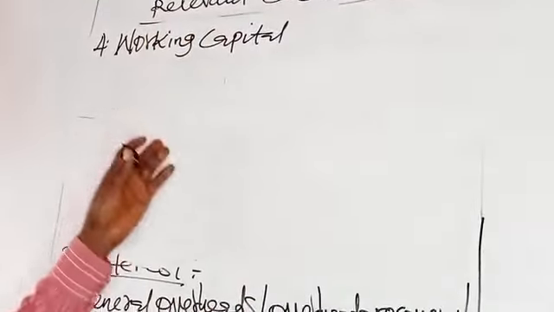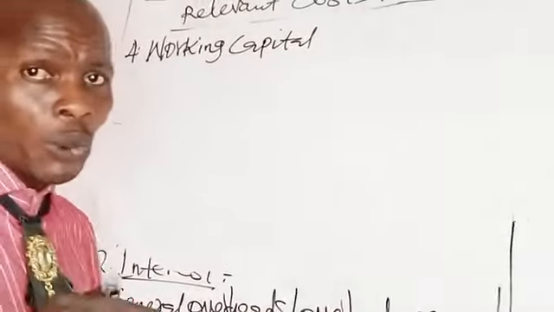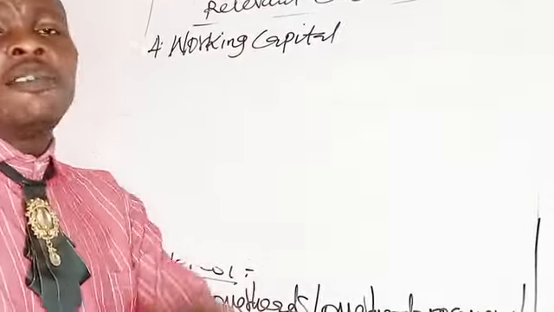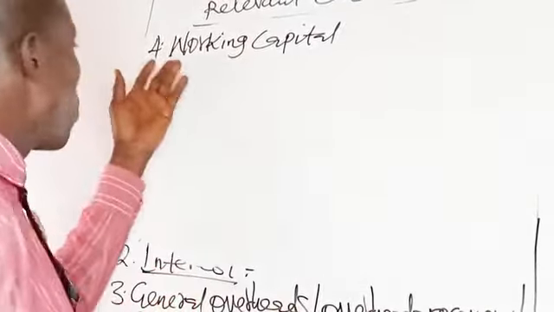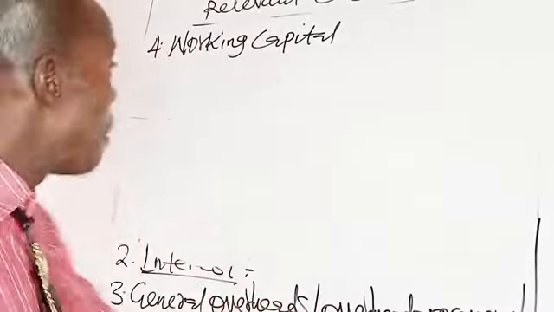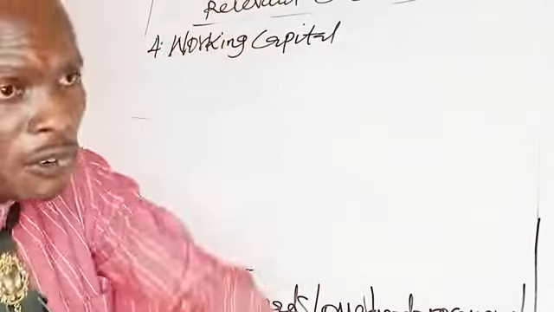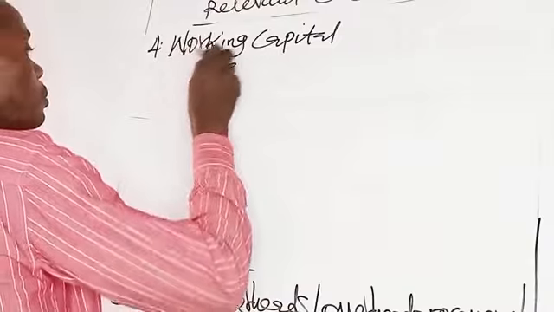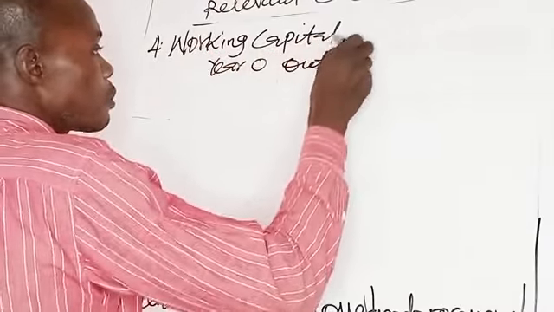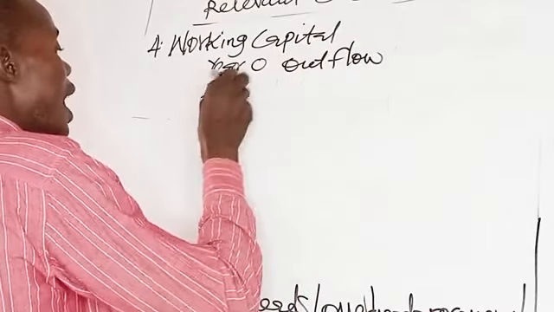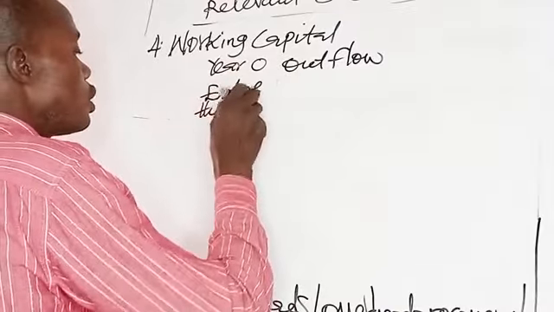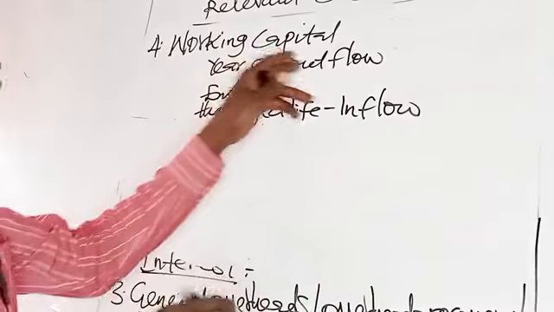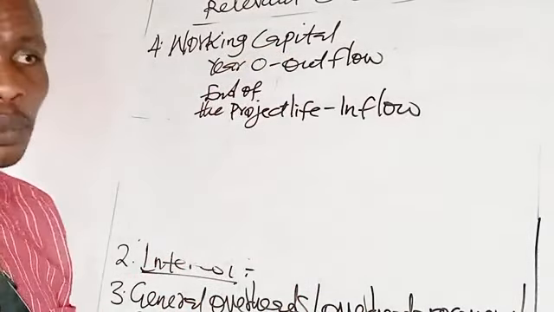Number four, working capital. This should be treated as an outflow in year zero and then be recovered in full at the end of the project life and then be treated as an inflow. Meaning that when you have working capital now, in year zero, you treat it as an outflow. Then at the end of the project life, treat it as an inflow. Outflow in year zero, then inflow at the end of the project life.